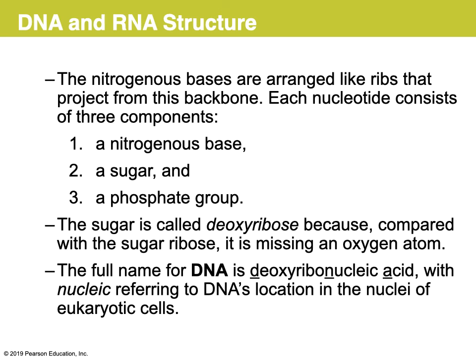So the nitrogen bases are arranged like ribs that project from the backbone, or, as I often say, like rungs on a ladder. The bases are the part that's actually different from one DNA nucleotide to the next. The sugar and the phosphate group are going to be the same. If you're looking at DNA, you're going to have a deoxyribose and a phosphate group. That part that forms the backbone is the same. What's going to be different from nucleotide to nucleotide is the nitrogenous base.